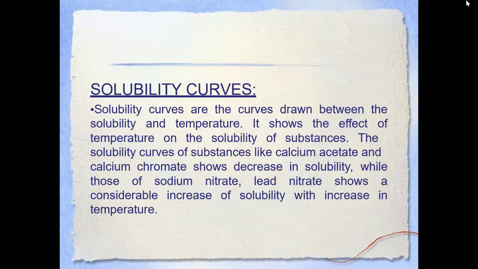This effect of temperature is represented by the use of solubility curves. Then what are solubility curves? In solubility curves, we take temperature on the x-axis and concentration of solubility on the y-axis. Solubility curves are curves drawn between solubility and temperature. They show the effect of temperature on the solubility of a substance. The solubility curves of substances like calcium acetate and calcium carbonate show a decrease in solubility, while those of sodium nitrate and lead nitrate show a considerable increase in solubility with increase in temperature.